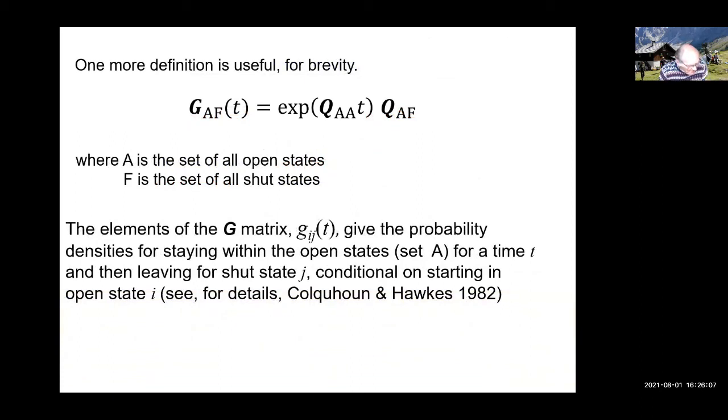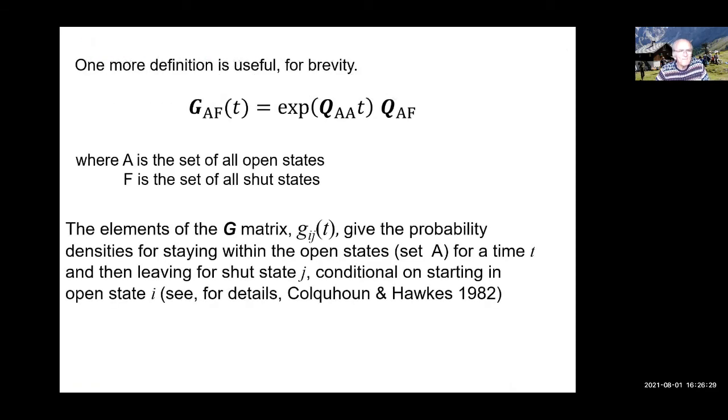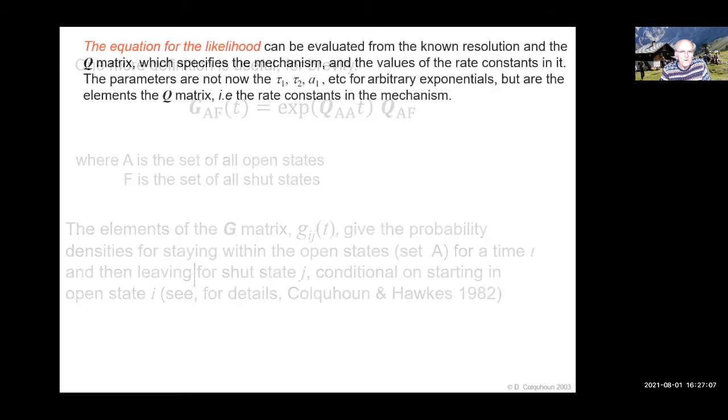I can give a rough idea of how the calculation is done. We can define, in terms of the Q matrix, another matrix, the G matrix. A is the set of all open states, F is the set of all shut states. Each element of this G matrix, which we can call Gij of T, the element in the ith row and jth column, gives the probability density for staying within the open state set A for a time T, and then leaving for a shut state J, all conditional on starting in open state I. And this is calculated simply from the subsections of the Q matrix, so there's nothing mysterious about it, but it's what we need for calculating the likelihood.